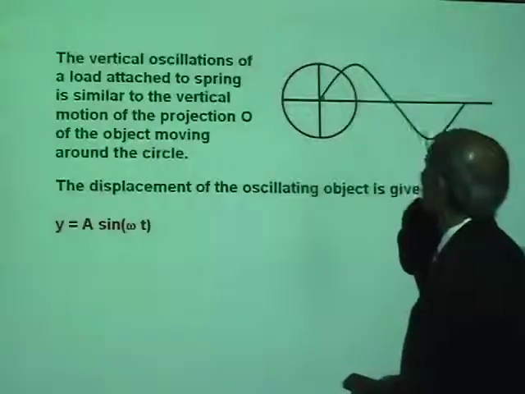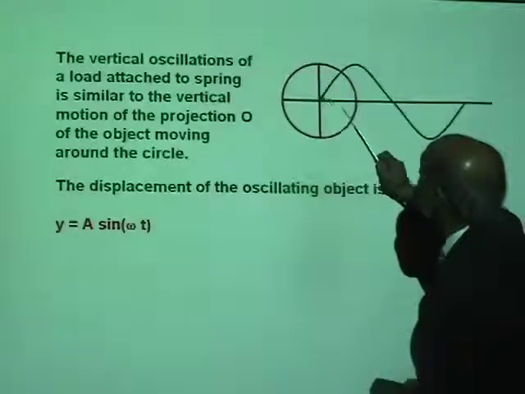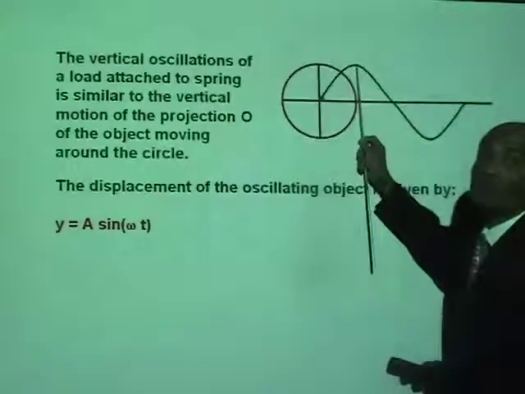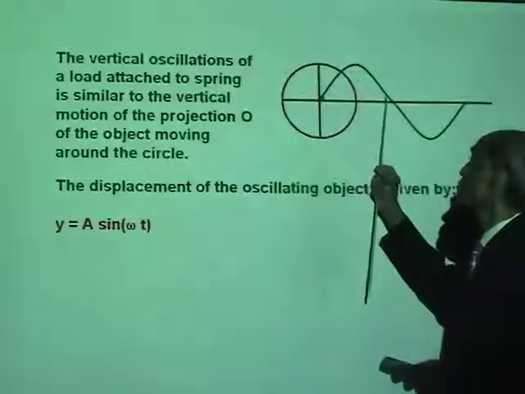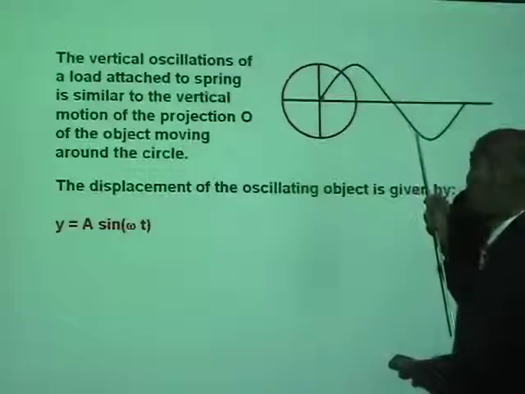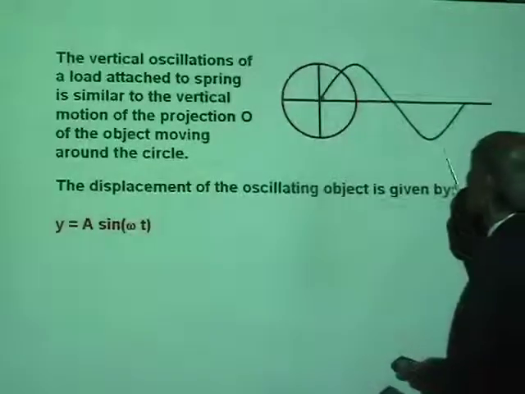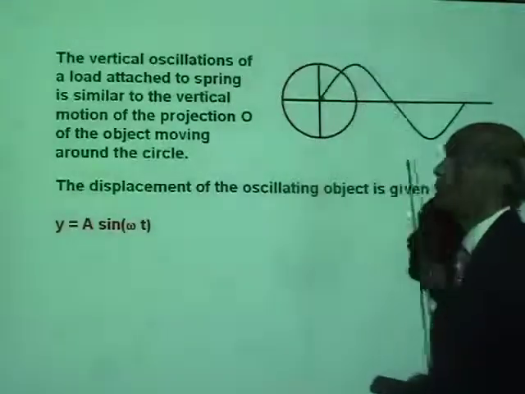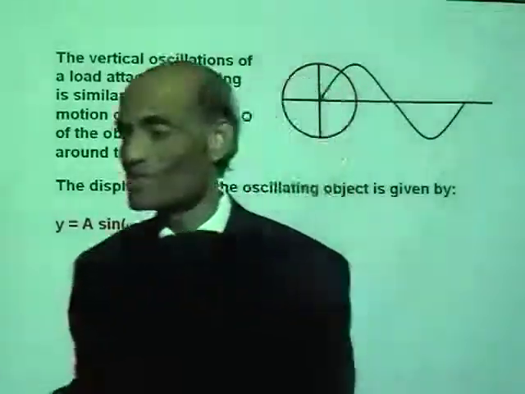So this graph represents the variation of the displacement. You can see from 0 to pi by 2, the displacement increases and reaches the maximum. From pi by 2 to pi, the displacement decreases to 0. From pi to 3 pi by 2, displacement decreases to a negative minimum. From 3 pi by 2 to 2 pi, the displacement is back to 0. So this represents the displacement of the oscillating object for one full cycle.